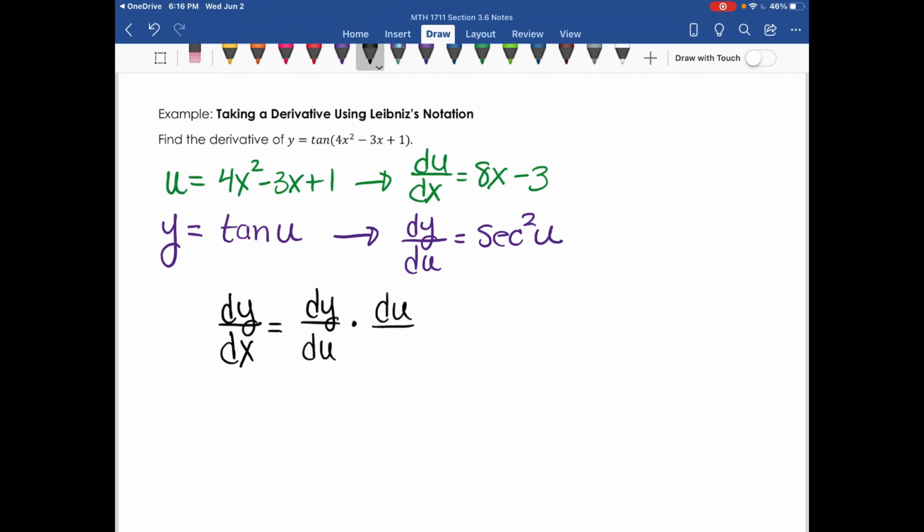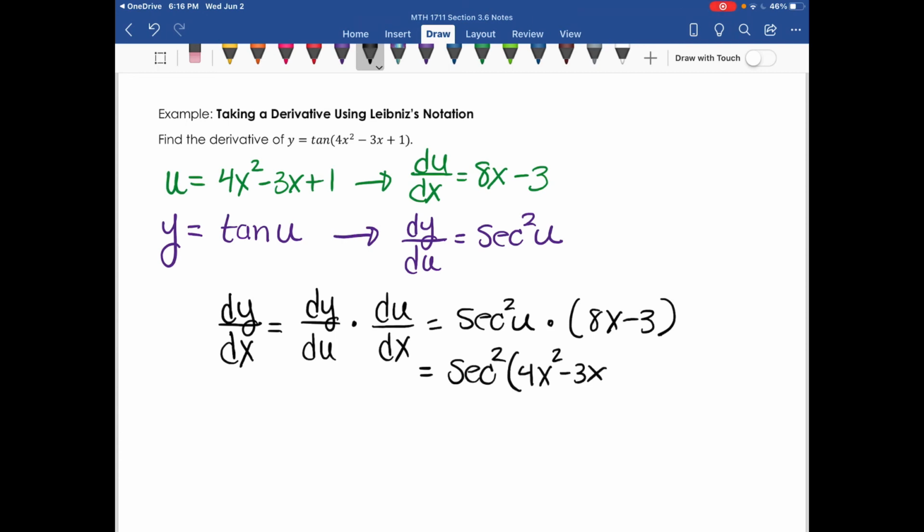And so now when I use my notation, if I want to find the derivative of y with respect to x, I'm going to find the derivative of y with respect to u times the derivative of u with respect to x, which in this case gives us secant squared u times 8x minus 3. And then when I go back and substitute back for u, I get secant squared of (4x squared minus 3x plus 1), and then that's all times (8x minus 3).